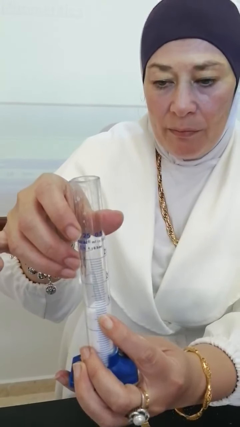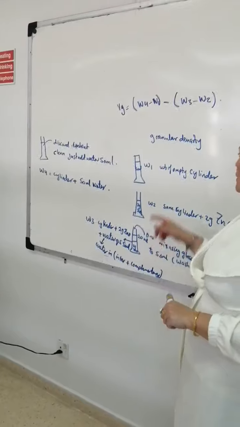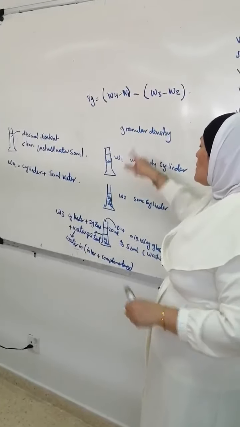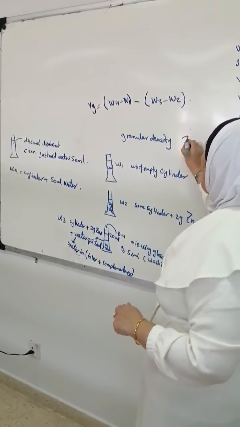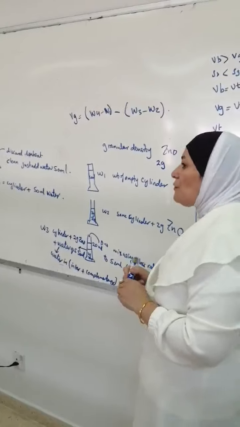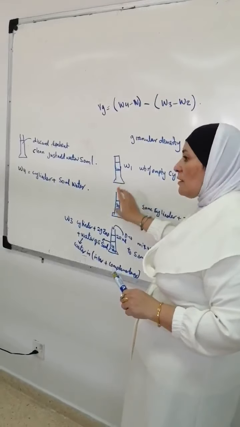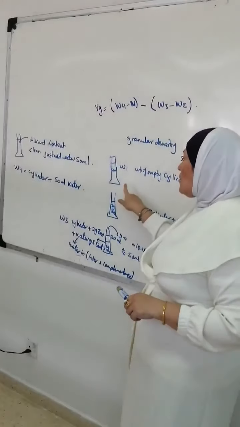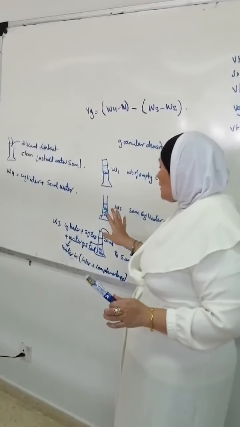The second part: we will measure the granular density of zinc oxide using just 2 grams and a 50 ml volumetric cylinder. We will use a dry empty cylinder, just by a weighing technique.